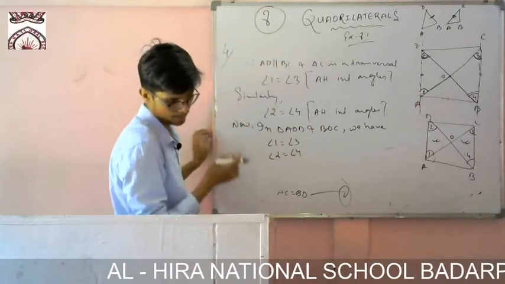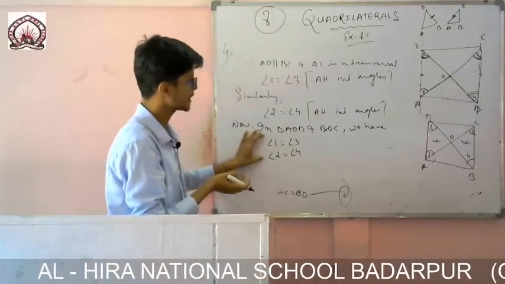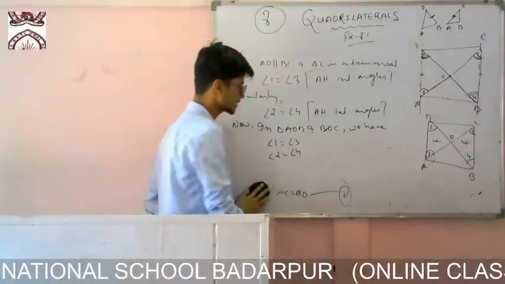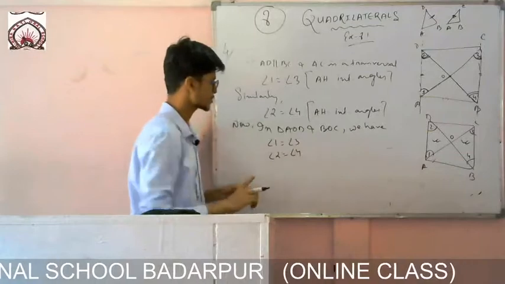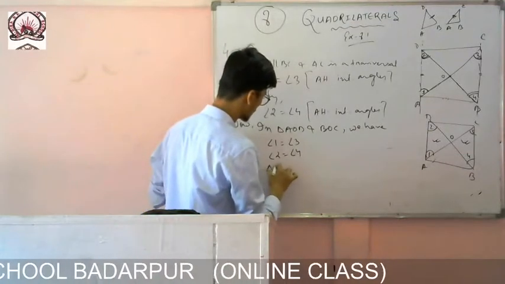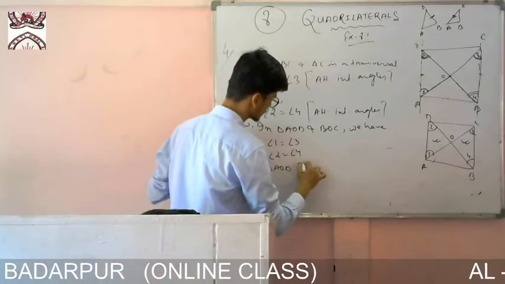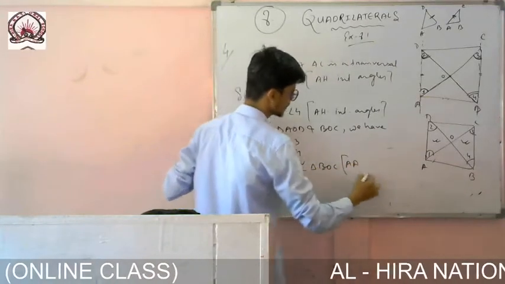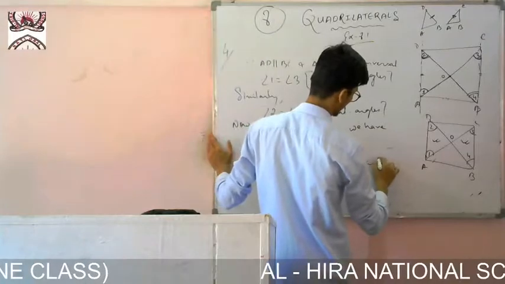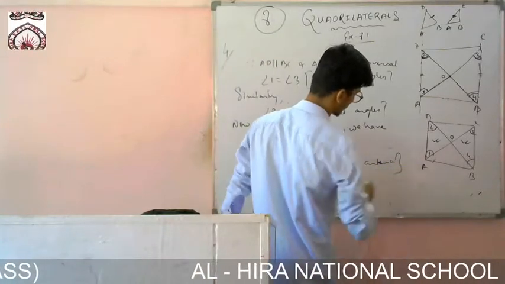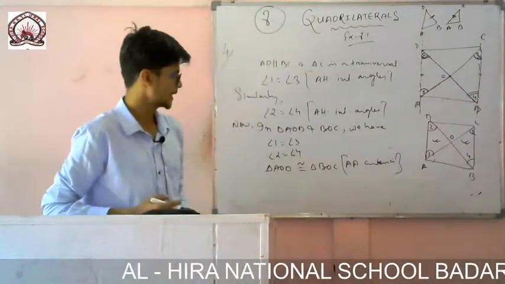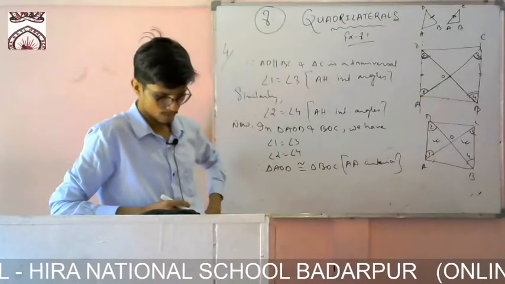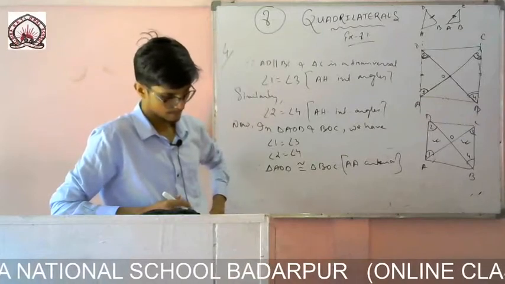And we know that if in two triangles two angles are equal, then we can say that these two triangles are similar. So therefore, triangle AOD is congruent to triangle BOC by the angle criteria.